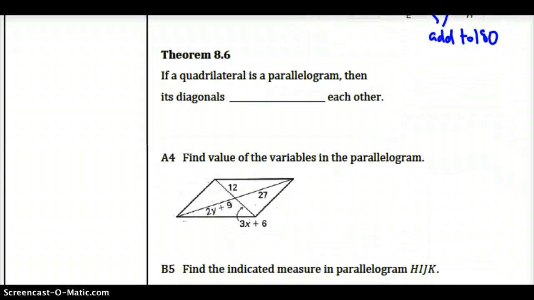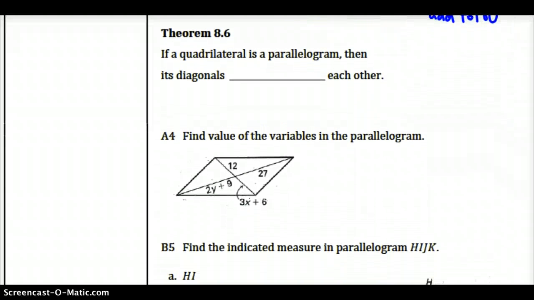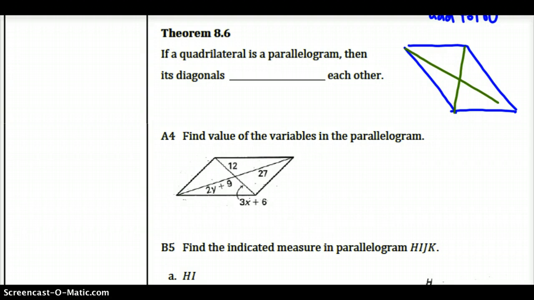Continuing here, diagonals. Remember from 8.1, diagonals connect non-consecutive vertices. So here's a diagonal, and here's a diagonal. Now just by looking at this, we can see they're not congruent, but diagonals actually, in fact, split each other in half. And the name for that is they bisect each other.